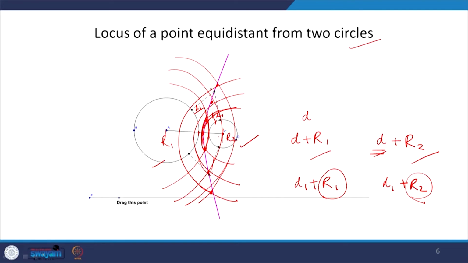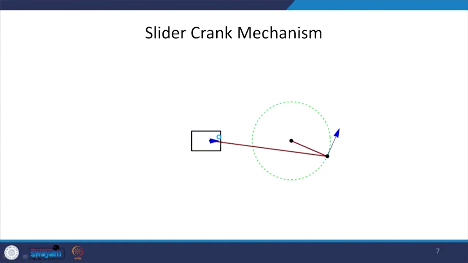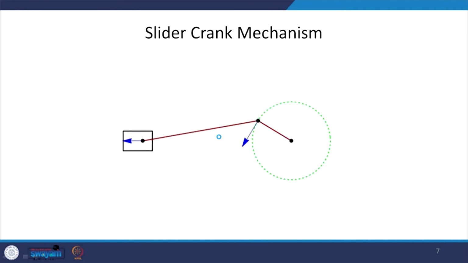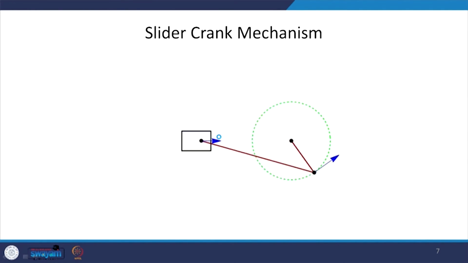If they are placed too close, then we will get a different curve. If they are placed too far, we will get a different curve. So, that is how we will get the new curve, get the locus of this point.